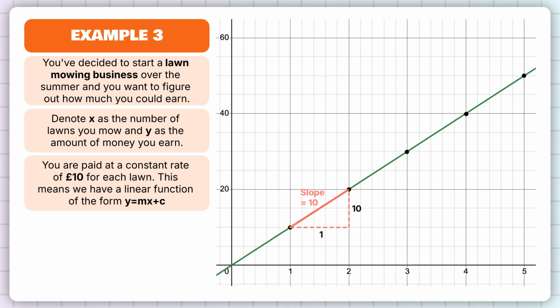The slope here is 10, so the value of m is 10. The y-intercept is 0, so c is 0. Substituting this back into our linear function, we get y equals 10x. So if you mow 5 lawns, the equation becomes y equals 10 times 5 and you earn £50. The function directly maps the number of lawns to the earnings. So in essence, the more lawns you mow, the more money you earn. This real-life scenario illustrates the practicality of understanding and using functions along with other algebraic techniques in day-to-day problem solving.